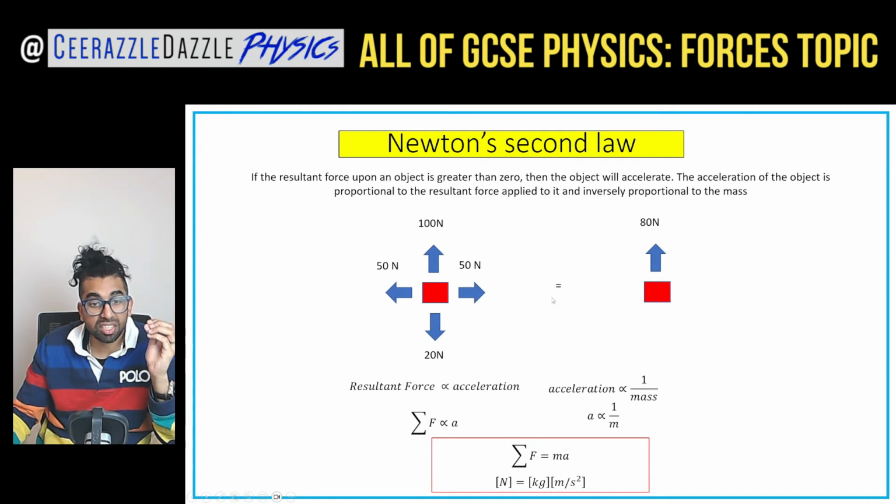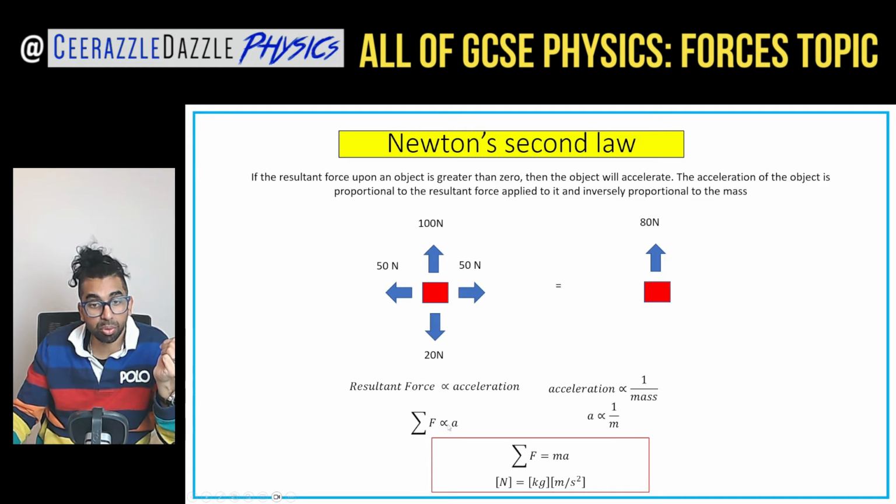Newton's second law states that the acceleration is directly proportional to the resultant force acting upon it, provided that the mass is constant. And it also states that the acceleration of the object is inversely proportional to the mass of the object. So therefore, the greater the mass of the object, the lower the acceleration will be.